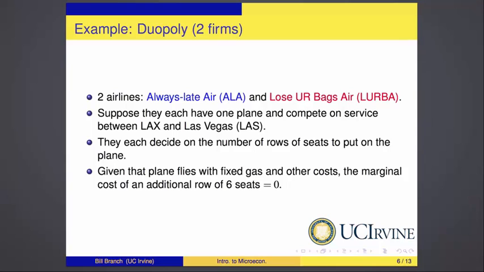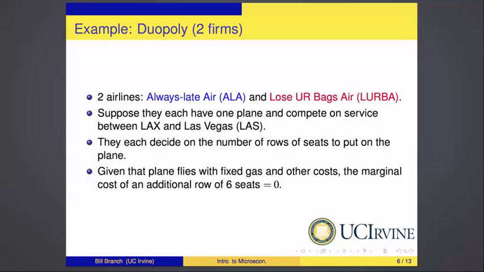I'm going to think of the airline industry, and the two airlines I'm going to name Always Late Air, with the acronym ALA, and its competitor, Lose Your Bags Air. In this simple example, we'll suppose that they each have one plane, and they're just competing on service between Los Angeles, airline code LAX, and Las Vegas.